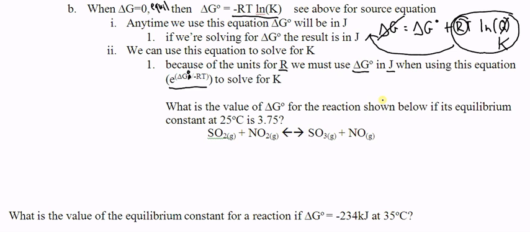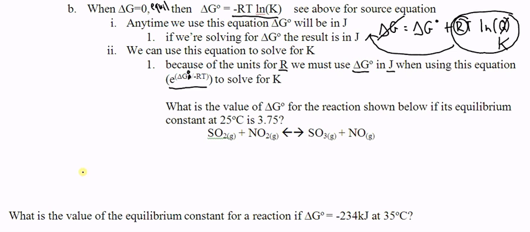So, with that idea in mind, we've got a practice question here. What is the value of standard free energy for the reaction shown below if its equilibrium constant at 25 degrees Celsius is 3.75? So, nice thing for us is we're looking at 25 degrees Celsius. And again, if we know standard free energy for the reaction, we can adjust temperature and come up with the new K value at adjusted temperatures, which is a nice thing for us. But in this case, we have a standard temperature occurring here. So, let's take a look here.